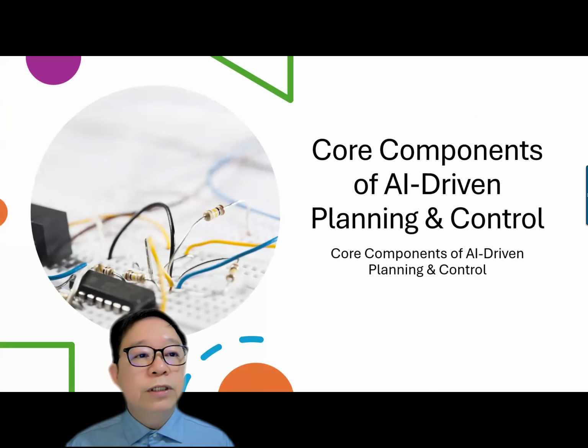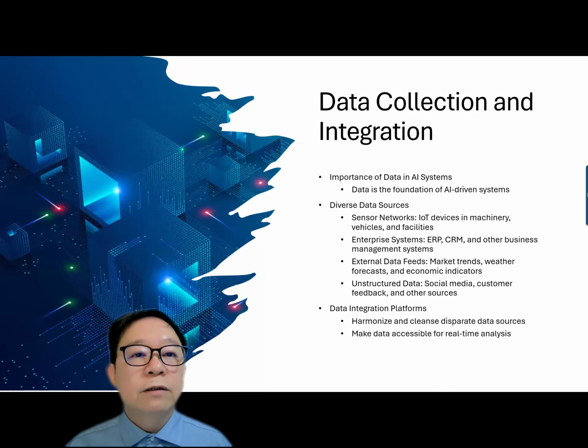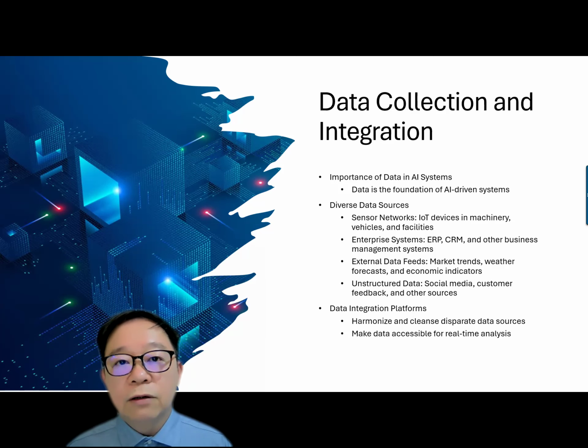So very good, interesting. So what are the core components of AI-driven planning and control, right? So first, we must have a mechanism for collecting the data and integrating the system, right? So we all agree that data is the foundation, the basics, of the AI-driven system, right? So where can we collect the data? We can collect from the sensors, the IoT machinery, the vehicles, and also facilities.